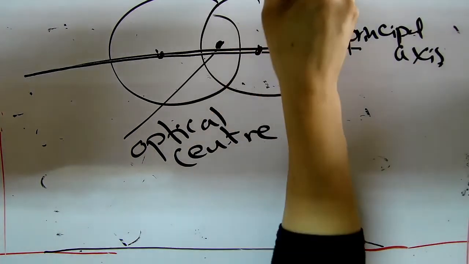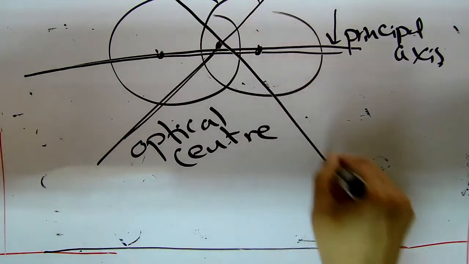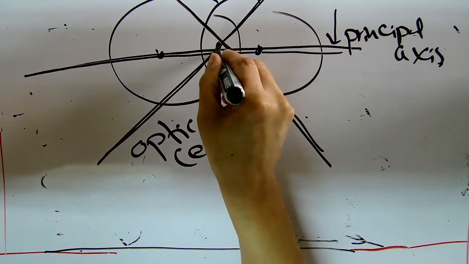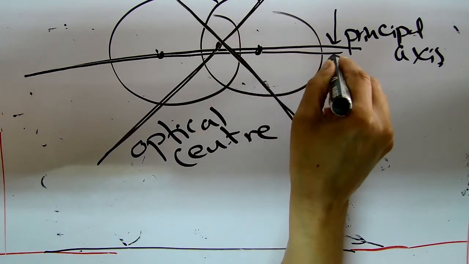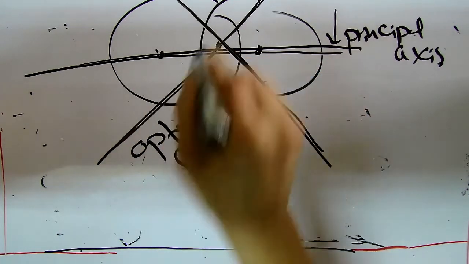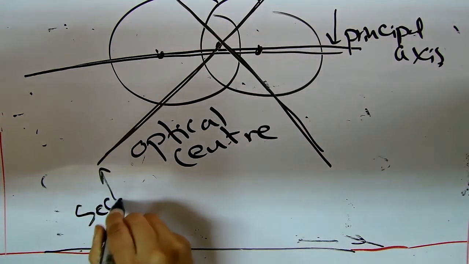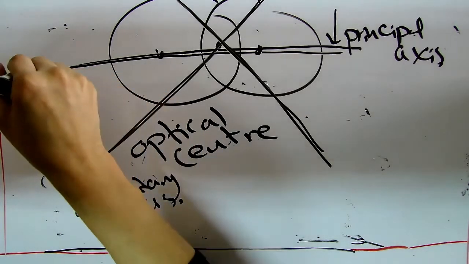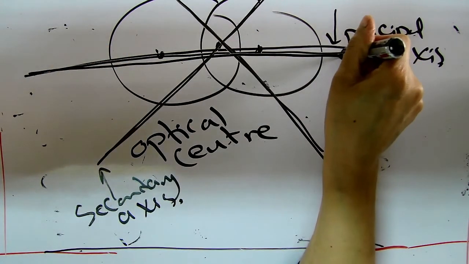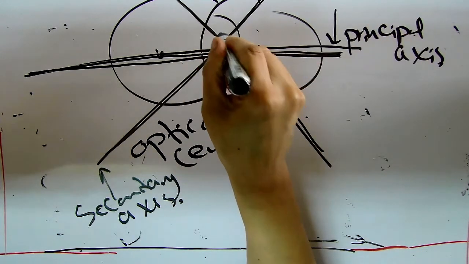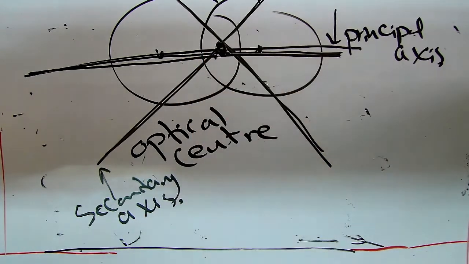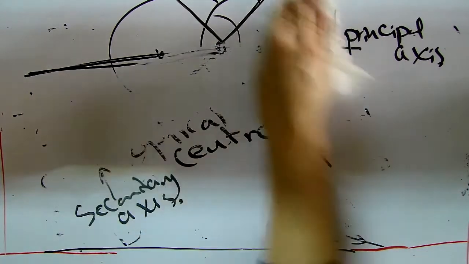Any line that passes through the optical center, except the principal axis, is known as a secondary axis. To review: the line between the two centers of curvature is the principal axis; the point inside the lens is the optical center; and any line passing through the optical center except the principal axis is a secondary axis.